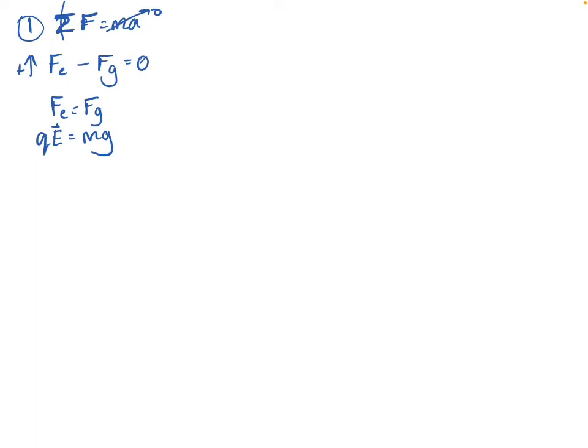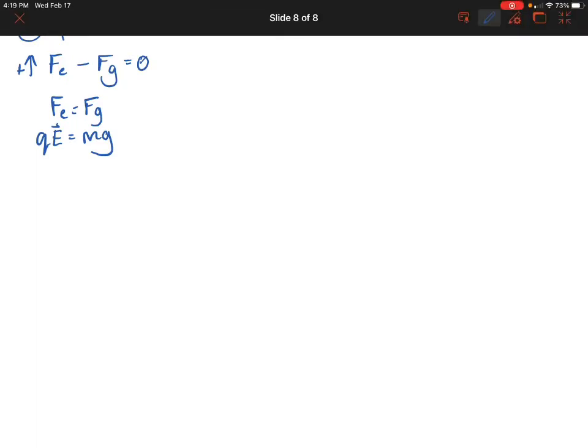What if we don't have the electric field? How do we find the electric field between two parallel plates? Well, remember that the electric field between two parallel plates is its voltage divided by the distance between the plates. So I'm going to substitute that in for E there, and what do I get? I get Q times the voltage divided by the distance between the plates is equal to mass times gravitational acceleration, and that is how I find Q, the charge on the oil droplet.